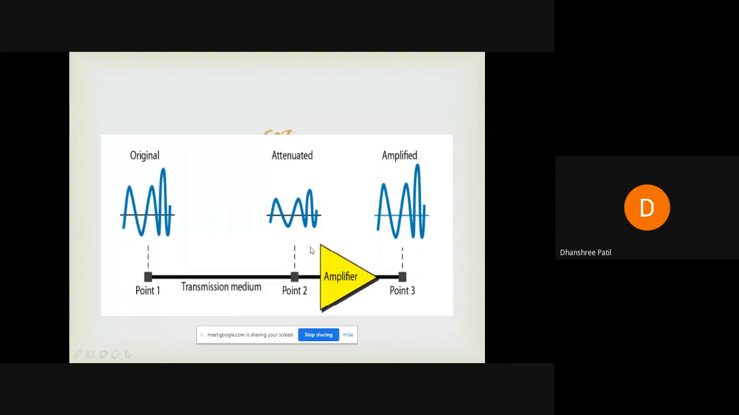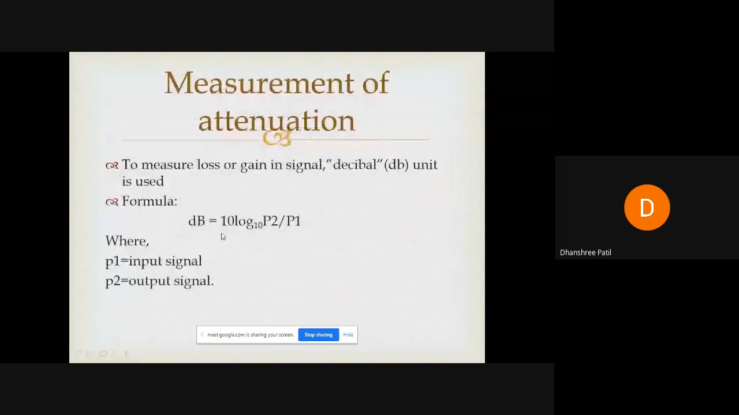Right, so that is the use of the amplifier. And attenuation is one type of impairment which happens during transmission of your data, and it is always measured in decibels. The formula is 10 log to the base 10 of P2 by P1, where P2 is the output signal and P1 is the input signal.